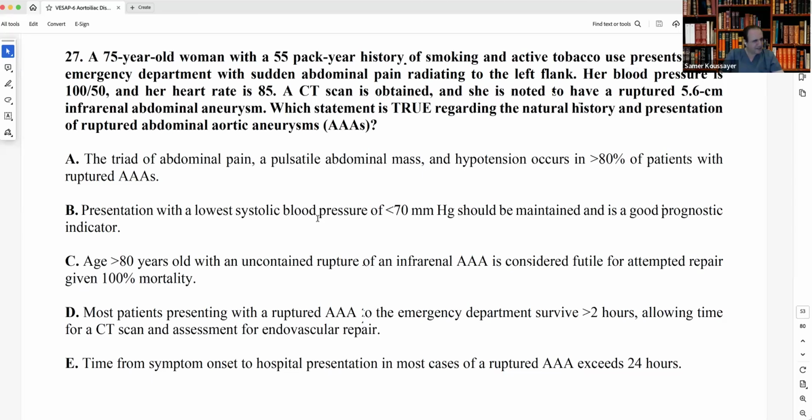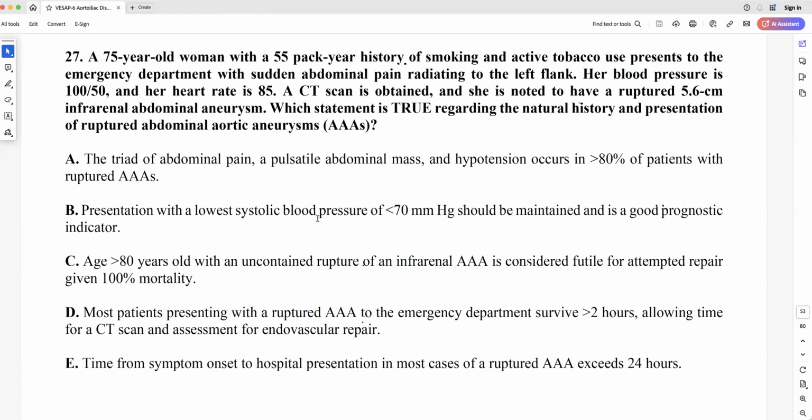Go ahead. Okay. A 75-year-old woman with a 55 pack-year history of smoking and active tobacco use presents to the emergency department with sudden abdominal pain radiating to the left flank. Her blood pressure is 100/50 and her heart rate is 85. A CT scan is obtained and she is noted to have a ruptured 5.6 infrarenal abdominal aortic aneurysm. Which statement is true regarding the natural history and presentation of ruptured abdominal aortic aneurysm?